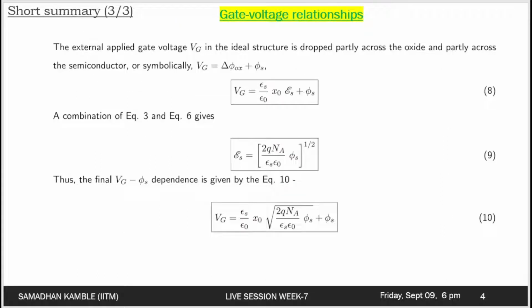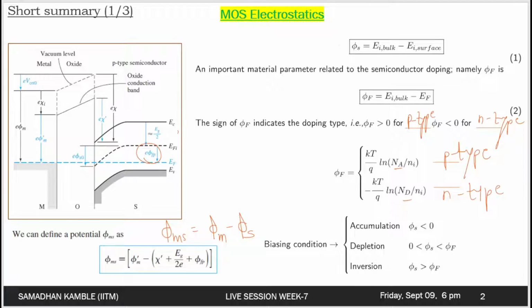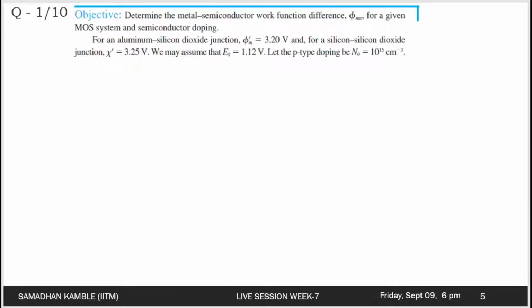So let us go to slide number 3, which is the final slide for the summary here. It is about the gate voltage relationships. The external applied gate voltage in the ideal structure is dropped partly across the oxide and partly across the semiconductor. As you can see in this figure, when we apply the gate potential, the potential drop happens at the oxide side first and then at the semiconductor side. The addition of those two potential drops is nothing but the applied gate voltage.